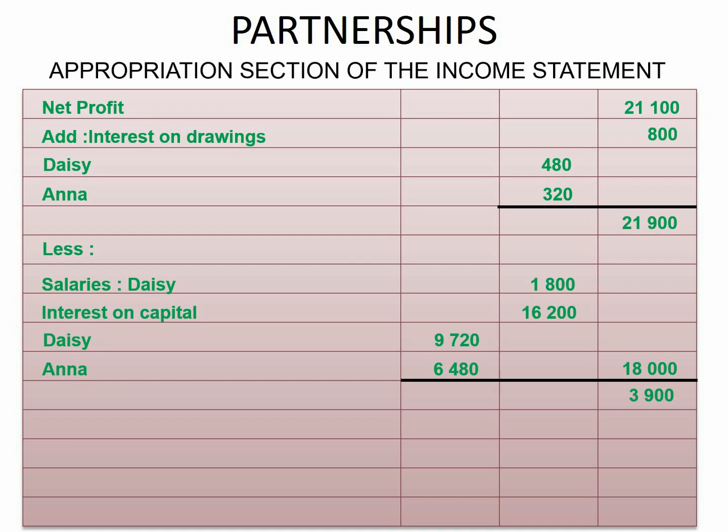And then the 3,900 is what's left over, and this is the profit that needs to be shared between the two partners. And then each partner will get a share of the profit. Now let's have a look at how we would calculate each of these items in the appropriation section.